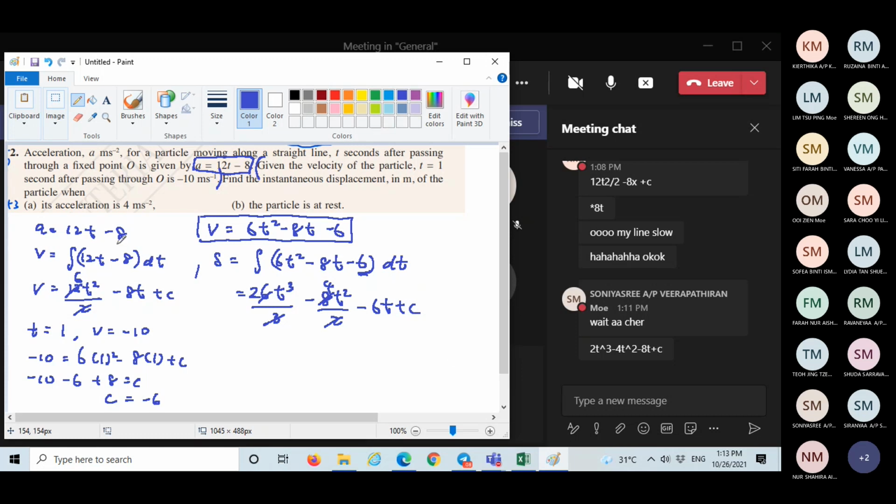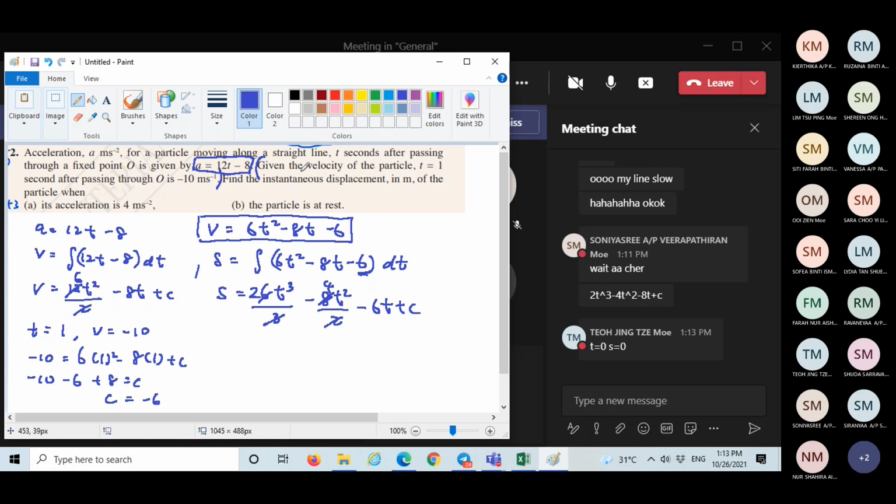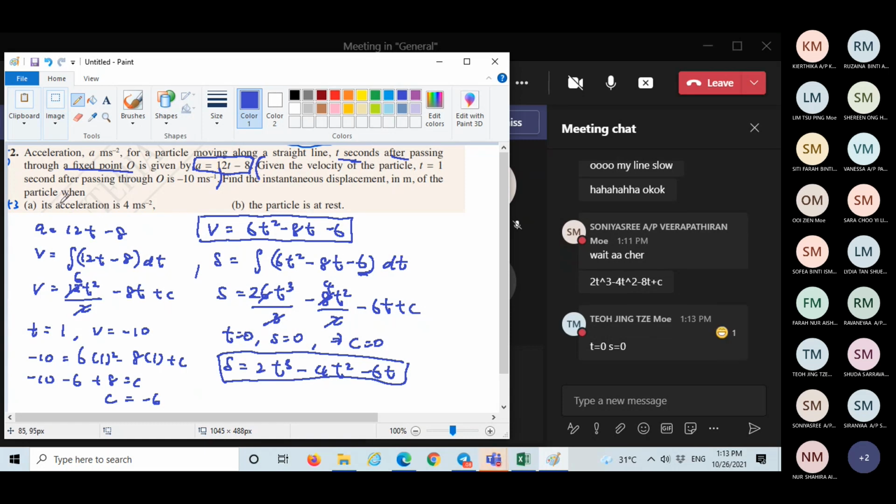Xingzi, can you answer my questions? Okay, very good. T equals 0, S equals 0. It's because of this. T second is after passing through O. Therefore T is 0, S is 0. Therefore here you are getting C equals 0. Okay, so this is your S. Okay, highlight it. Okay, next, part A.